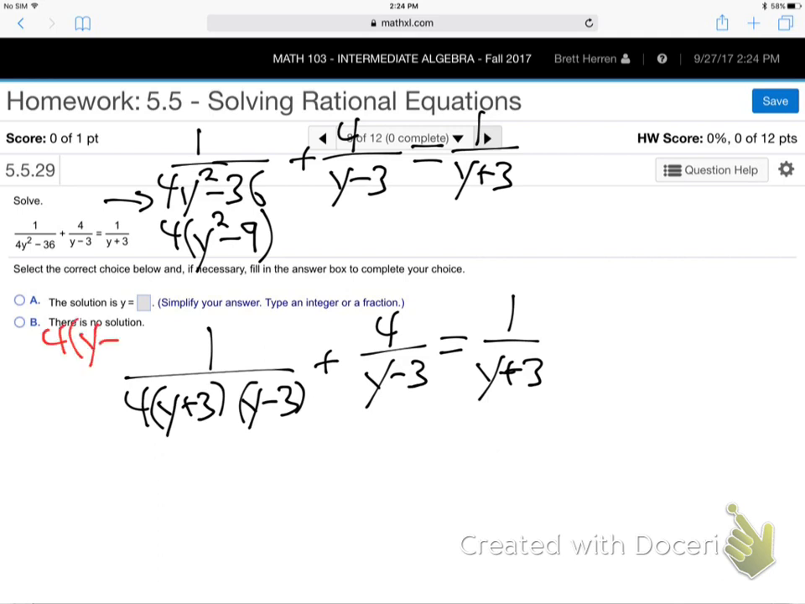Multiply through 4y plus 3y minus 3. So multiply through the top by the whole common denominator. Now cancel whatever you can, multiply what's left over.